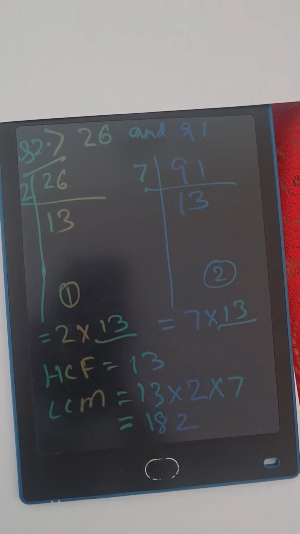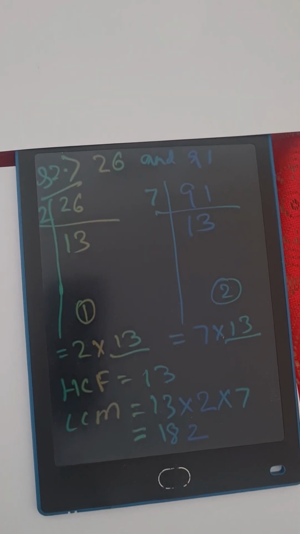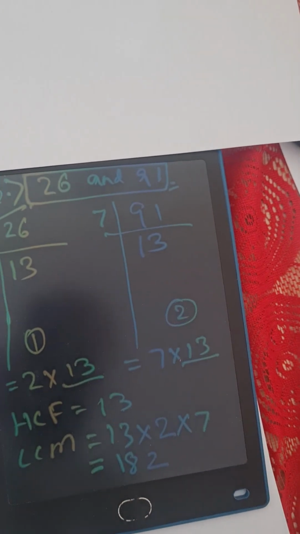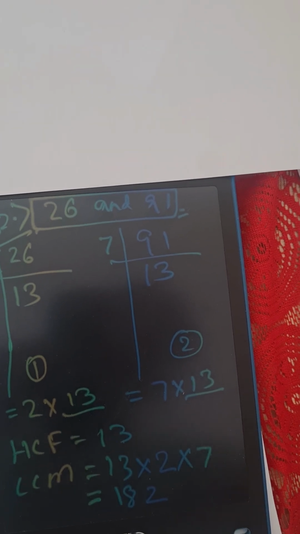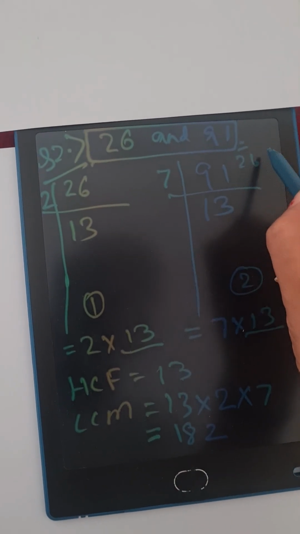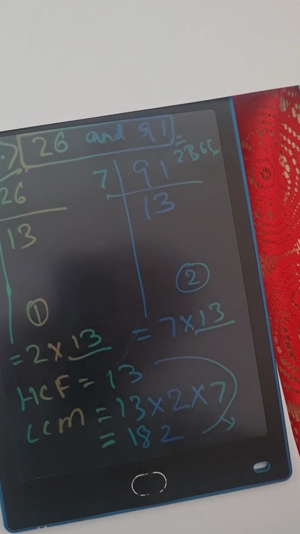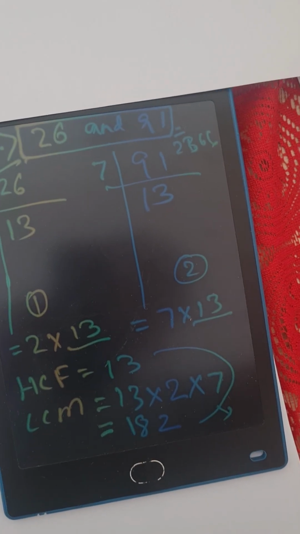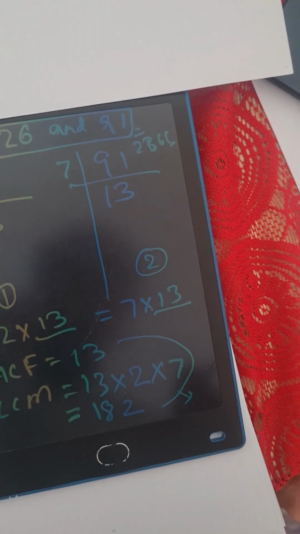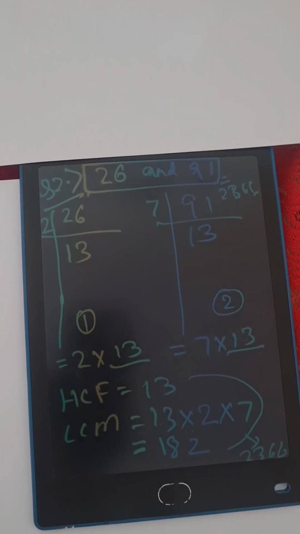And here, the second part of the question is that we need to verify that the product of the numbers is equal to the product of HCF and LCM. So 26 into 91, I am using the calculator beside me. 26 into 91 is 2366, and this 182 into 13 is 2366. Hence it is verified that both the sides are equal.